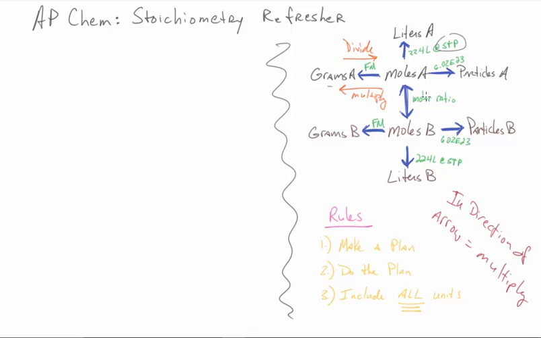So how do we use the map? It's really pretty simple. There are only 3 rules: make a plan, do the plan, and include all units. That's really all you need to know to be able to do stoichiometry with this stoichiometry map, other than having the map memorized. So let's do a couple of really simple ones right off the bat.